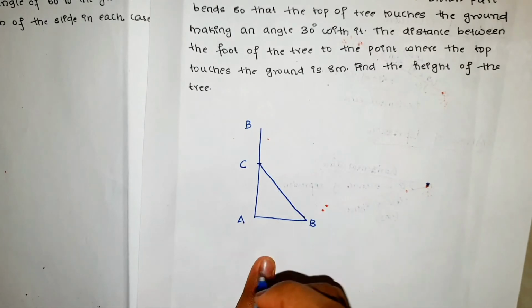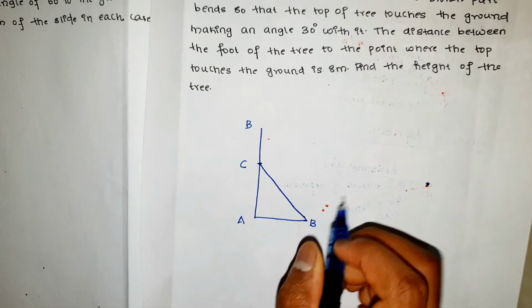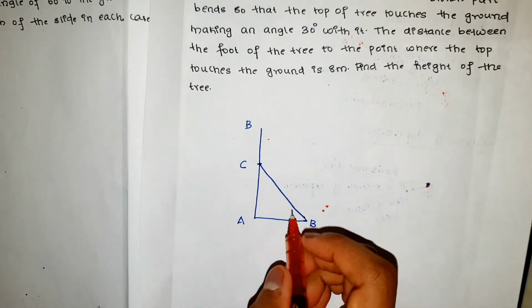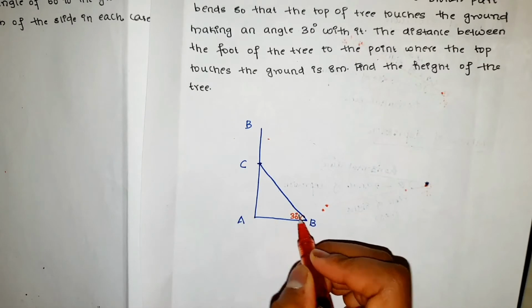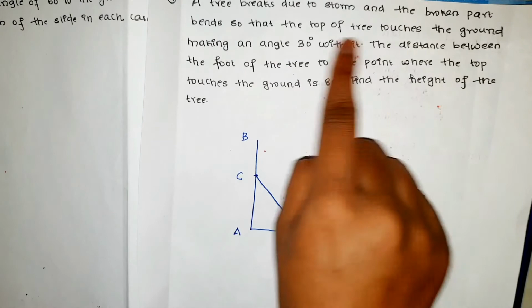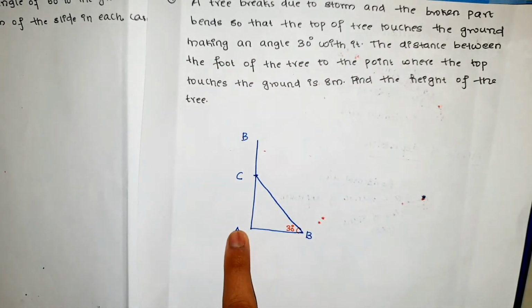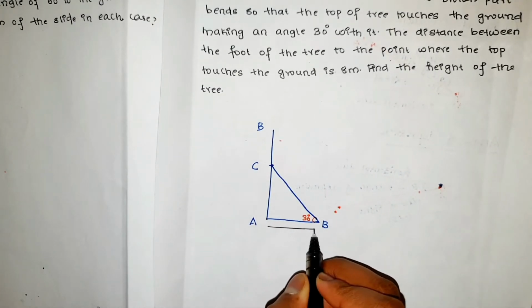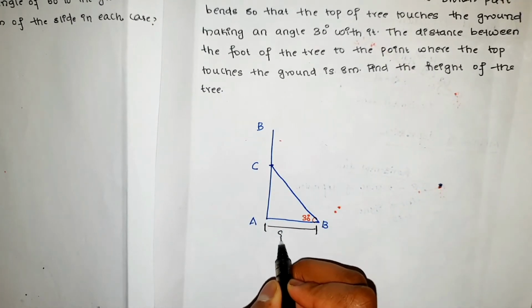Next, it makes an angle 30 degrees. So we have read that it makes an angle 30 degree here. Because it is given in the question, the top of the tree touches the ground, making an angle 30 degree with it. Okay, next, this is given as 8 meters. So we have this much distance, that is, this is 8 meters.